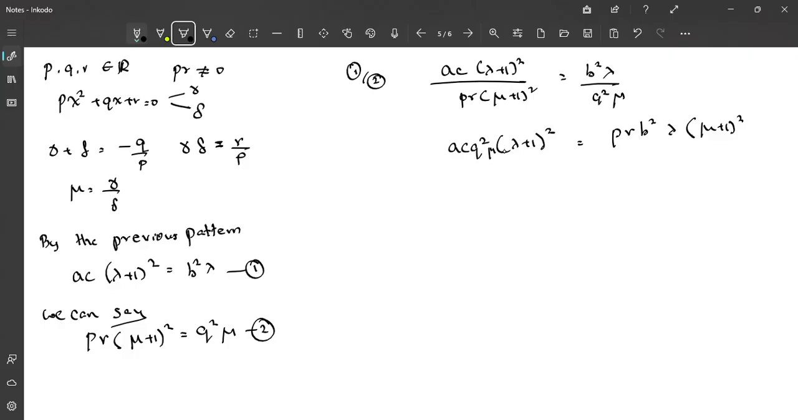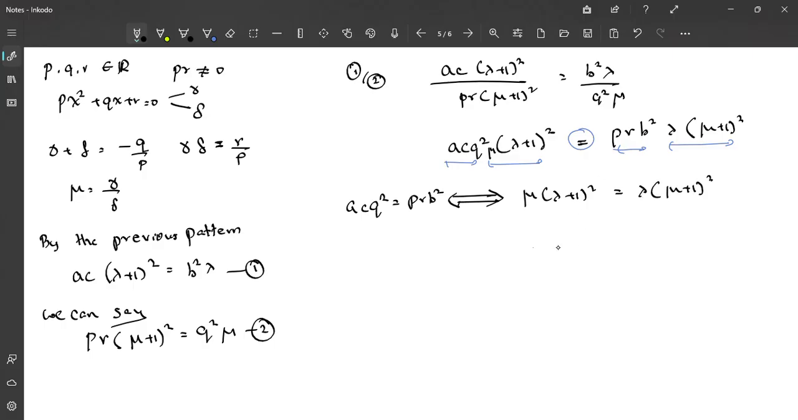Now they are giving you an if and only if statement. So if ACQ² equals PRB², this will happen if this part is equal to this part. If this part equals this part, then obviously this part must equal this part, because here you have an equal sign. If these two are equal, the whole thing would be equal. So then μ(λ+1)² equals λ(μ+1)². Now this is the logic here. Now you have to put the if and only if symbol.